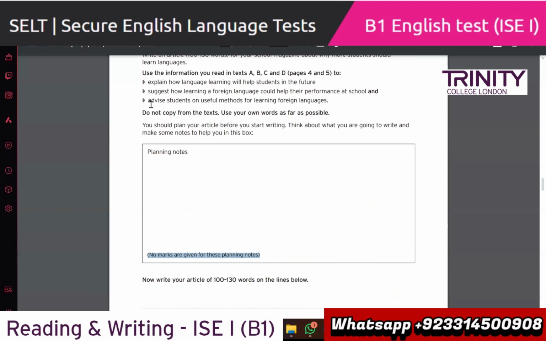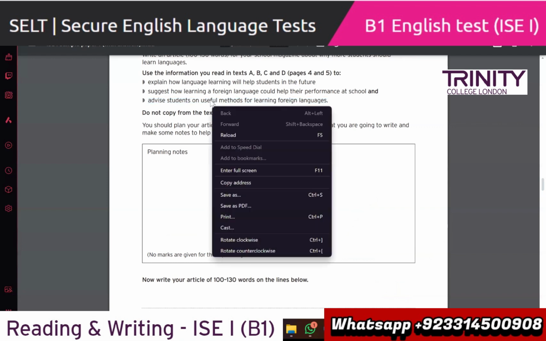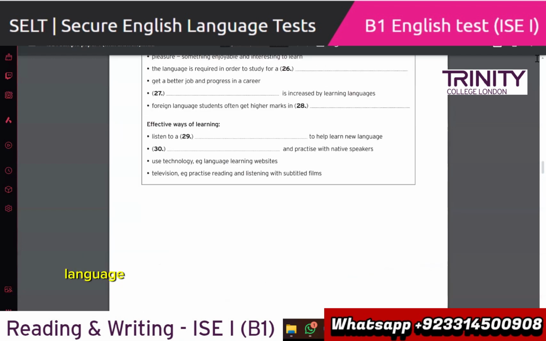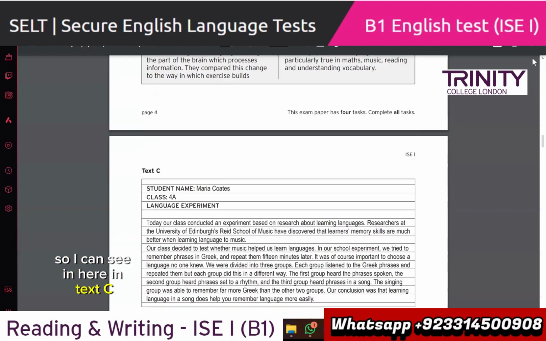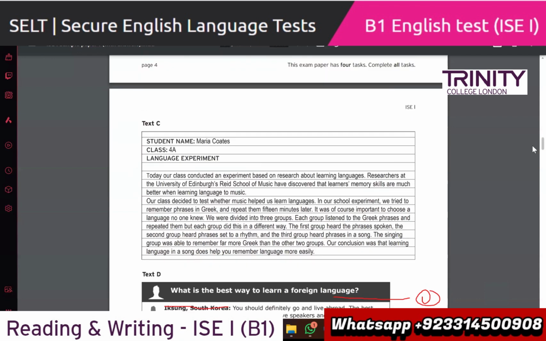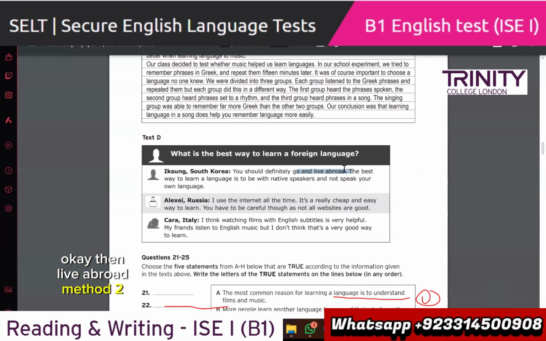Advise students on useful methods of learning a foreign language. Now, these are methods of learning a foreign language. I can see in text C, a method of learning a foreign language is learning through a song, right? That's method 1. Then live abroad, method 2, right? Then they say talk to native speakers, method 3. Method number 4, use the internet. Method number 5, watch films.